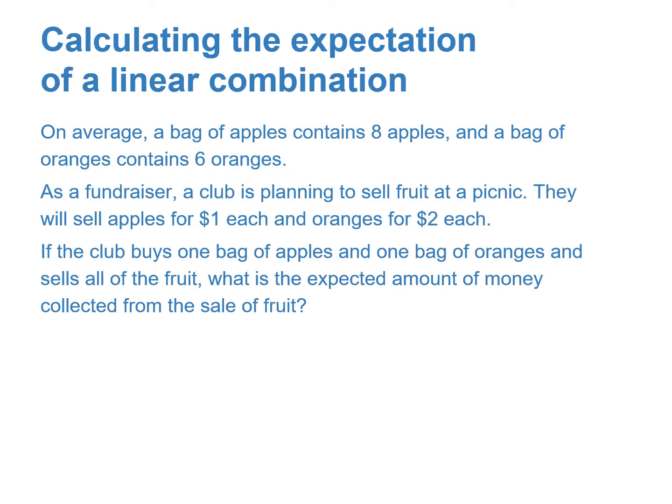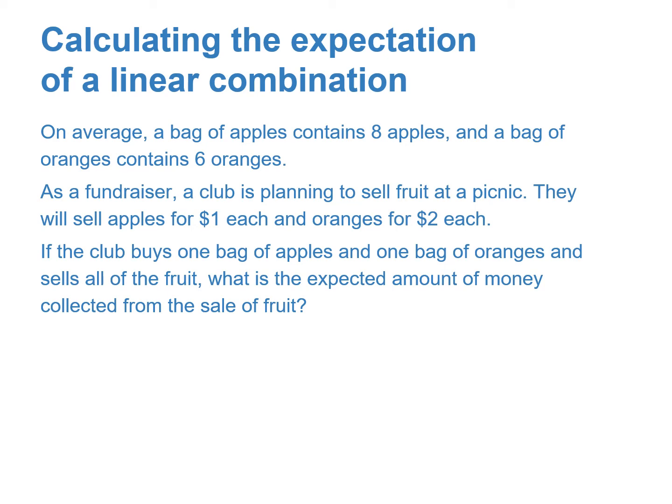So we'll do an example calculating the expectation of a linear combination. On average, a bag of apples contains 8 apples and a bag of oranges contains 6 oranges. As a fundraiser, a club is planning to sell fruit at a picnic. They will sell apples for $1 each and oranges for $2 each. If the club buys 1 bag of apples and 1 bag of oranges and sells all of the fruit, what is the expected amount of money collected from the sale of the fruit?